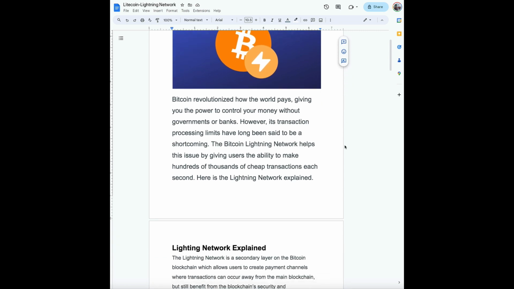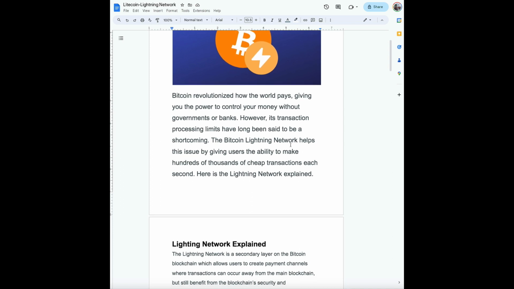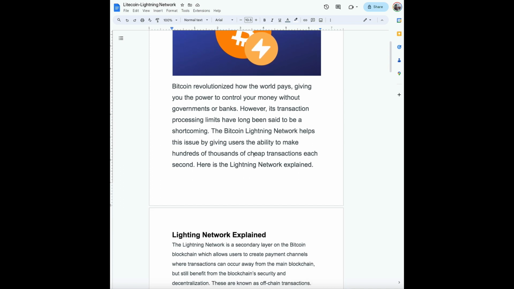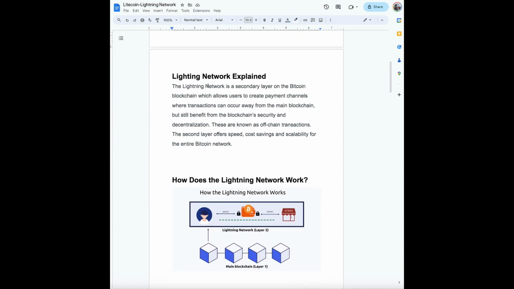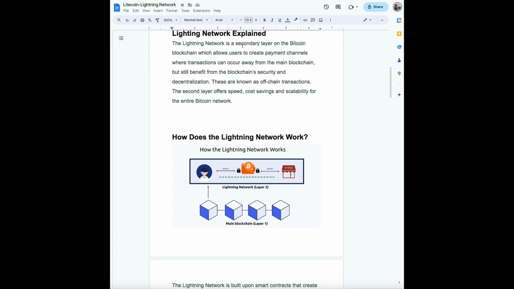And I'm going to show you, right? So, Bitcoin revolutionized how the world pays, giving you the power to control your money without government or banks. However, its transaction process and limits have long been said to be a shortcoming. The Lightning Network helps this issue by giving users the ability to make hundreds of thousands of cheap transactions each second. The Lightning Network is a secondary layer on the Bitcoin blockchain and allows users to create payment channels where transactions can occur away from the main blockchain, but still benefit from the blockchain security and decentralization. So that's it right there.